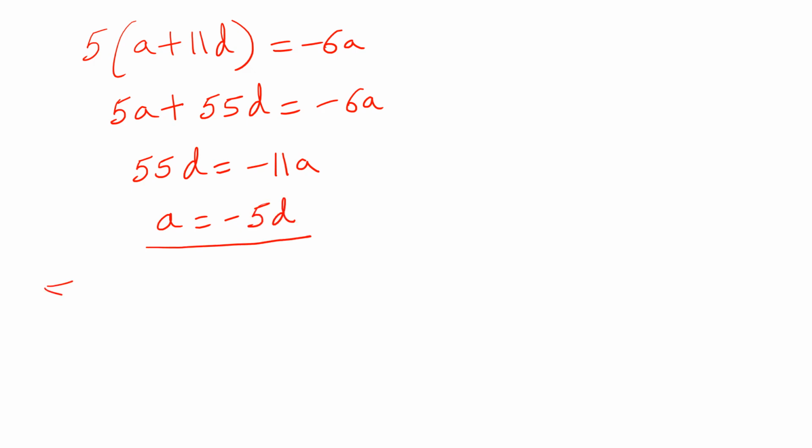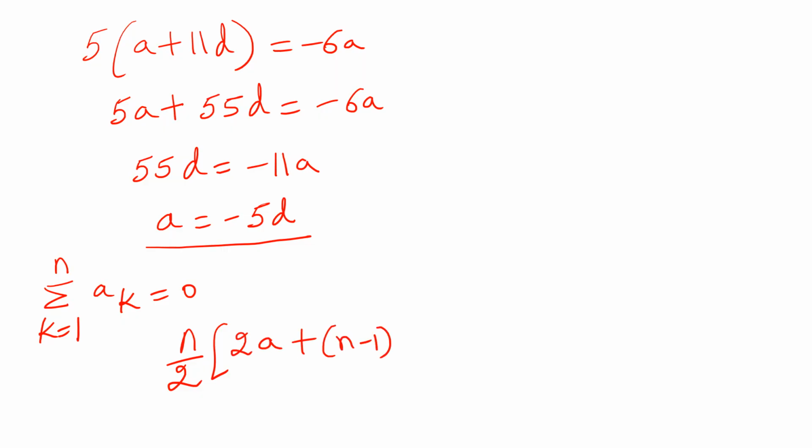Now students, we have also been given the summation k varying from 1 to n ak equal to 0. That means the sum of first n terms of this AP is 0. Now just use the formula to find the sum of first n terms of the AP. So it becomes n by 2 into inside the bracket 2a plus n minus 1 into d. And this is equal to 0.